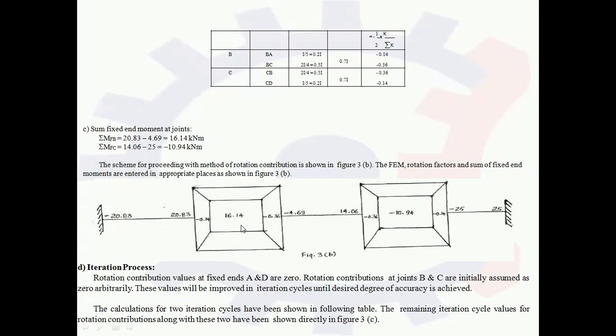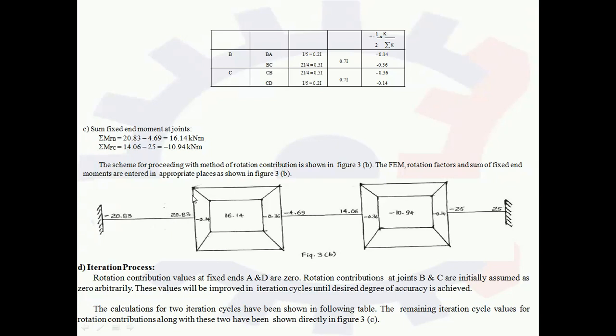So here only 2 members are there. For the joint B, BA has rotation factor minus 0.14, which we calculated in step number 2, which is written on this. Now member BC has rotation factor minus 0.36, we have written over there. Similarly, rotation factors CB and CD, minus 0.36 and minus 0.14 respectively, we have written in the same way.